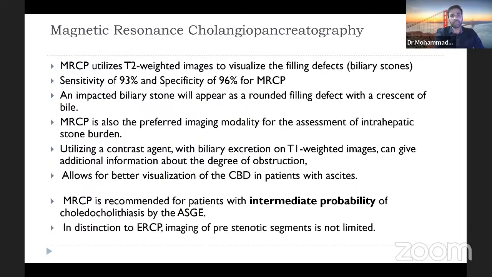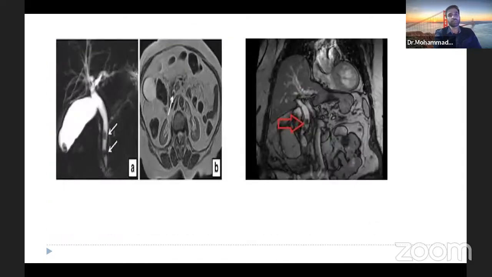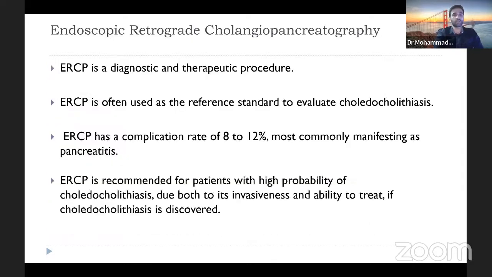MRI, yes, it has T2-weighted images. It has a high sensitivity, 93%. An impacted stone will appear as a round filling defect with a crescent. It is the preferred imaging modality for assessment of intrahepatic stone burden. And one advantage is we can see past the obstruction, which is a pitfall of ERCP. In ERCP, we cannot go past the obstruction. This is a picture showing choledocholithiasis with gallstones.